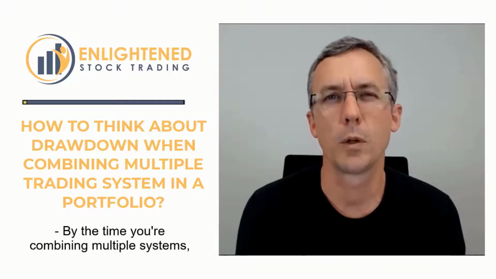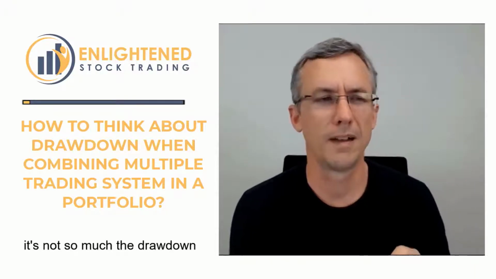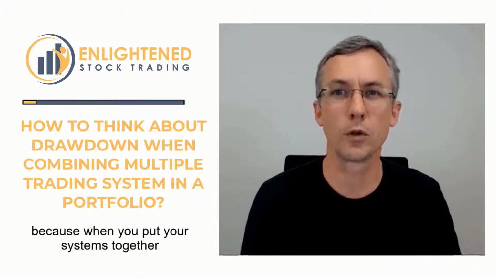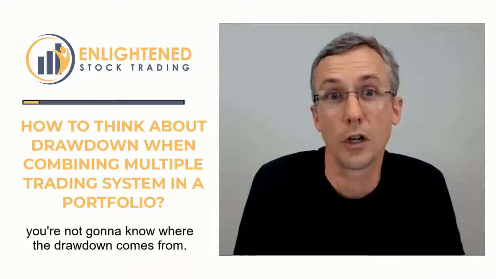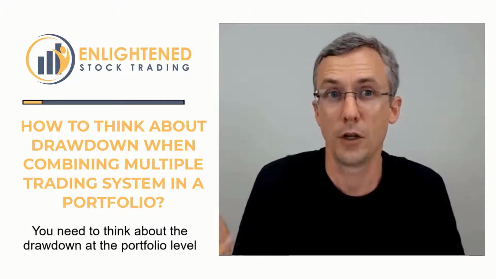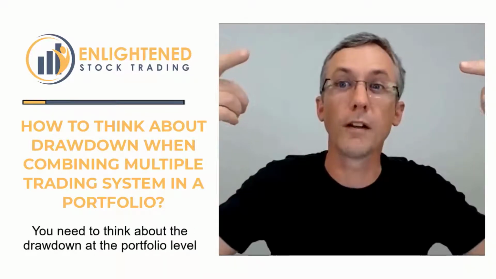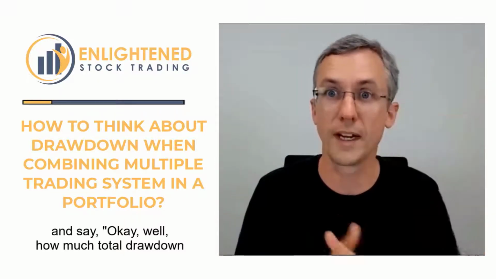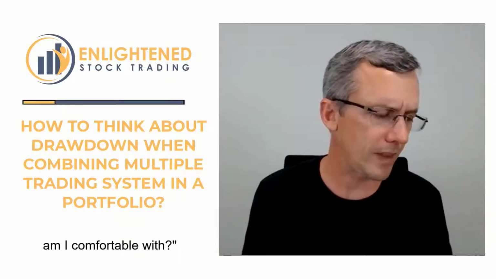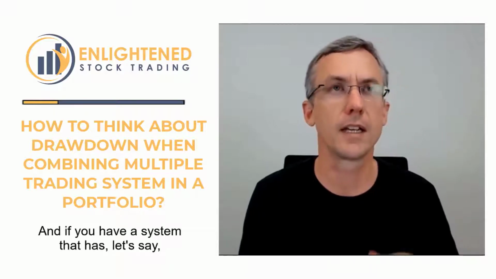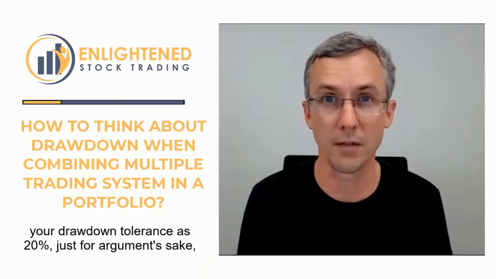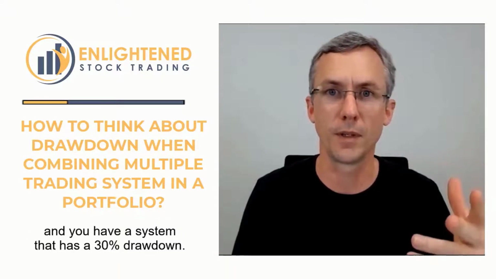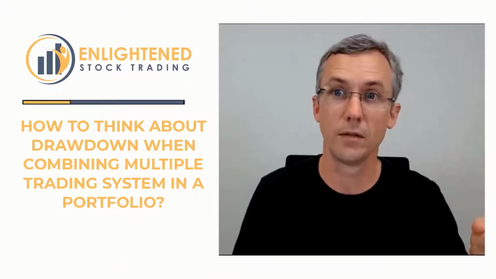By the time you're combining multiple systems, it's not so much the drawdown you're prepared to take on each system, because when you've pulled systems together, you're not going to know where the drawdown comes from. You need to think about the drawdown at the portfolio level and say, okay, how much total drawdown am I comfortable with? Let's say your drawdown tolerance is 20%, just for argument's sake, and you have a system that has a 30% drawdown.